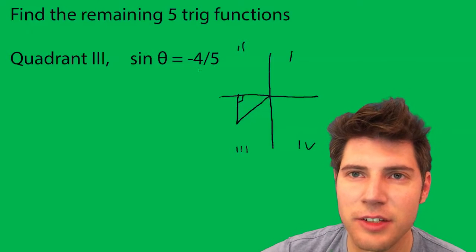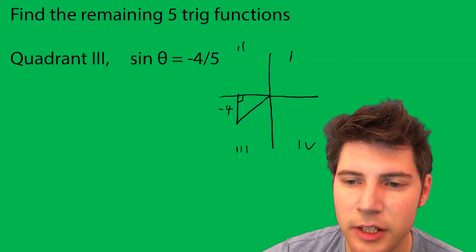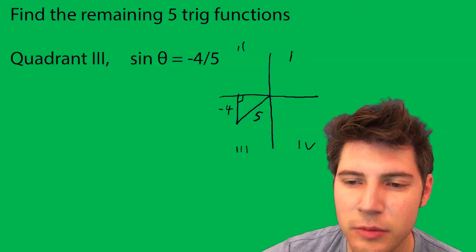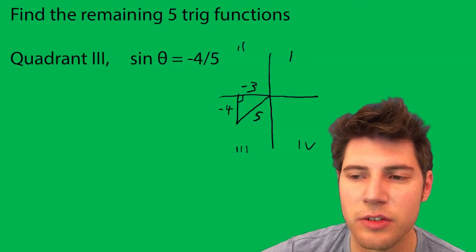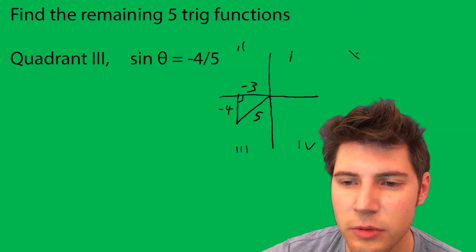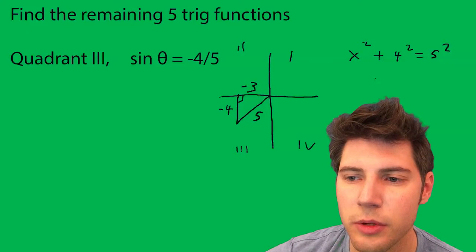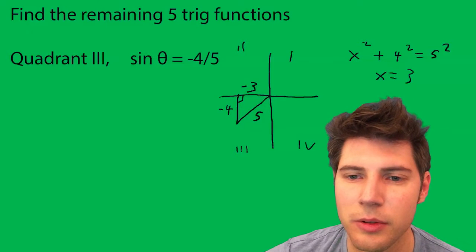Now it says the sine is -4/5. That means that the opposite needs to be -4 and the hypotenuse is 5, because sine is opposite over hypotenuse. Then we know this is going to be a 3, 4, 5 triangle. And since it's going backwards, it's -3. If you didn't recognize this 3, 4, 5 triangle, you would just go x squared plus 4 squared equals 5 squared. And that would become x equals 3 when you solved it. And it's negative because it's going backwards.